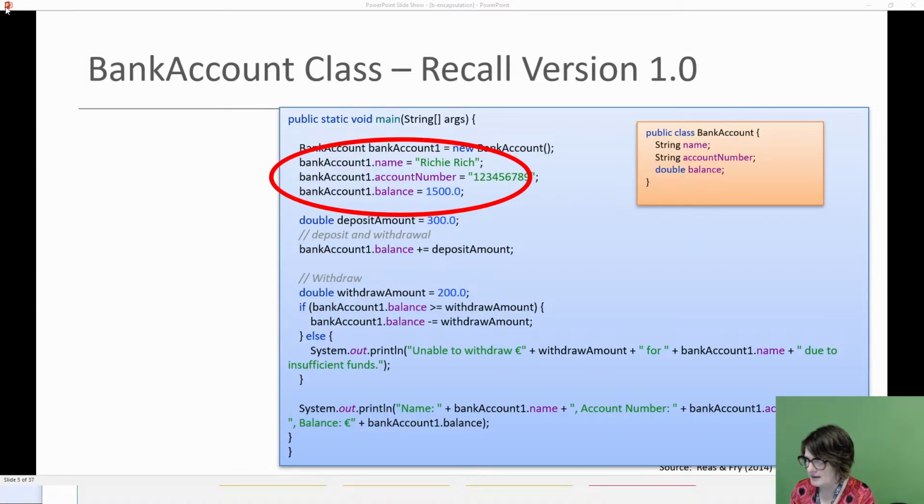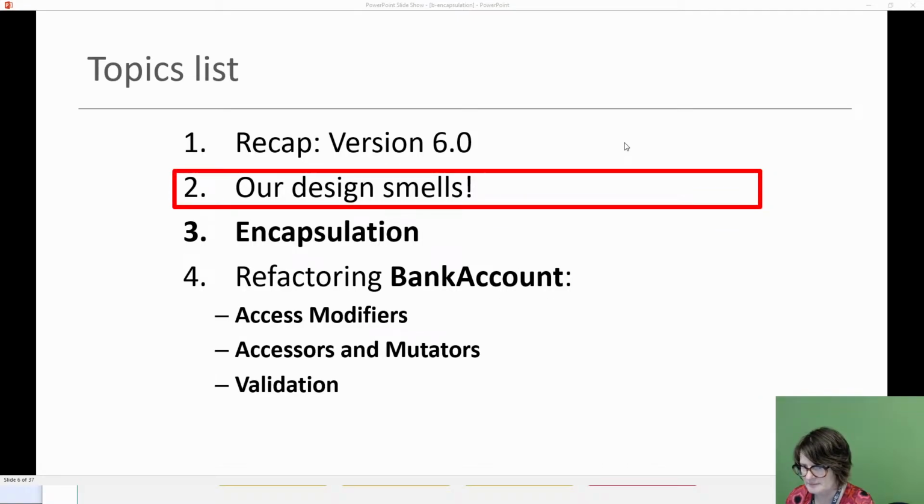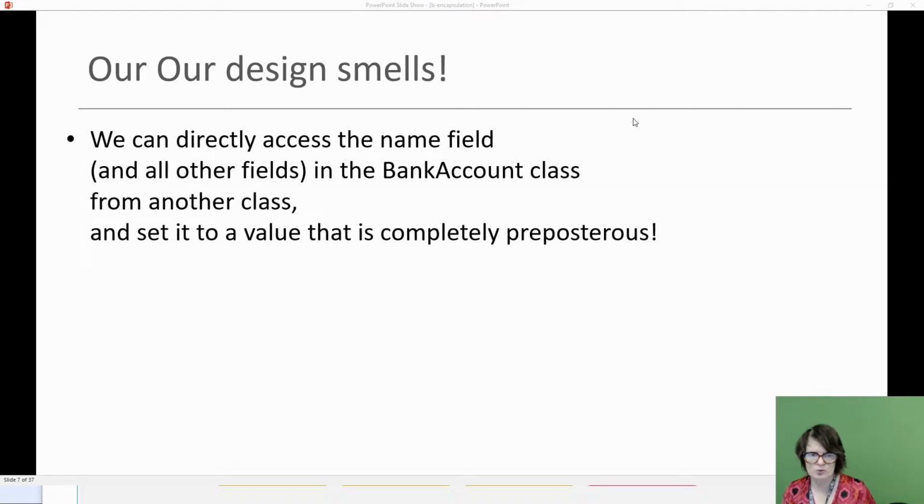Okay, so why can we do this? We can do this because all of these, because they're not mentioned, are actually public, excuse me, so we can directly access them, which we call a design smell. We don't want that to happen. We could set it to a value that's completely preposterous. We can only make sure that values are valid, but at least it cuts down a lot of deliberate or unintended consequences.